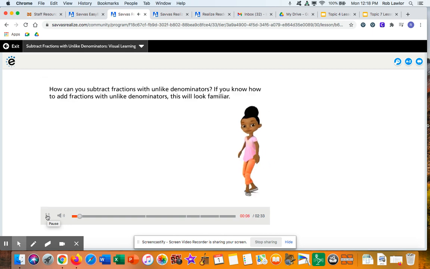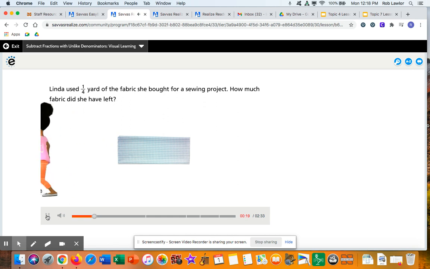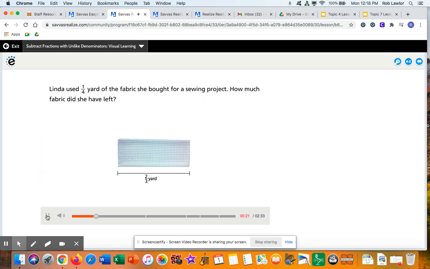How can you subtract fractions with unlike denominators? If you know how to add fractions with unlike denominators, this will look familiar. Linda used 1/4 yard of the fabric she bought for a sewing project. How much fabric did she have left?